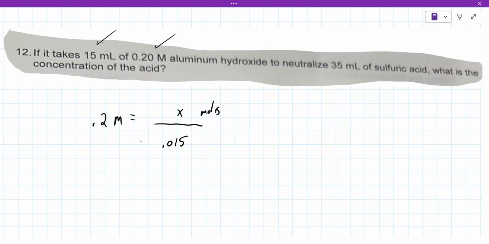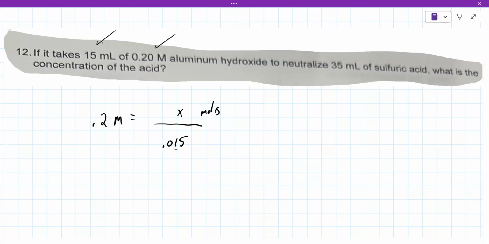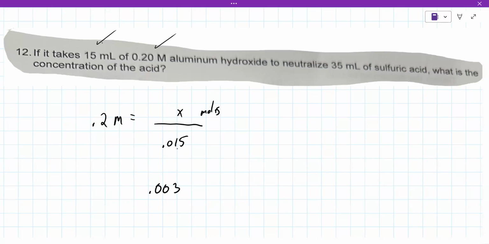0.03. So it's 0.2. Hopefully you're multiplying by 0.2 and 0.015. Oh, 0.15 times point. Oh, 0.003. It's 0.003 moles.